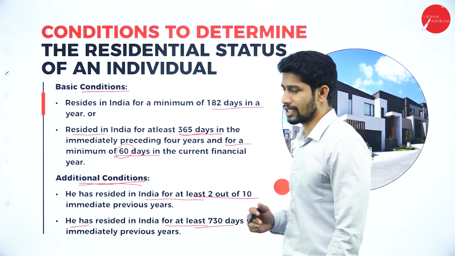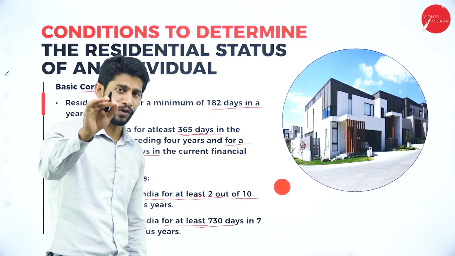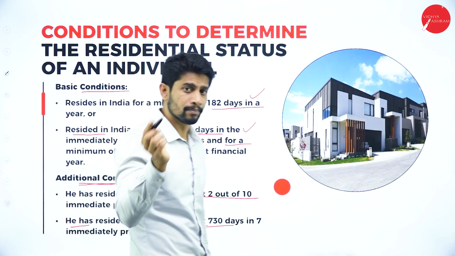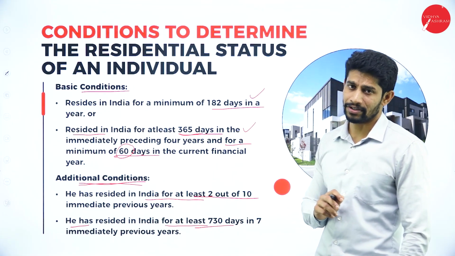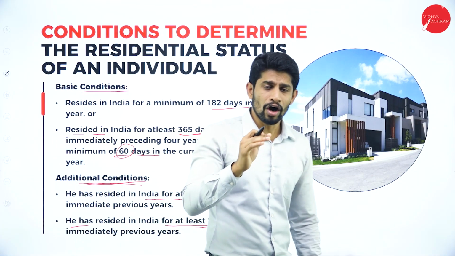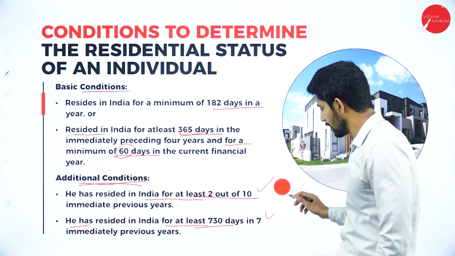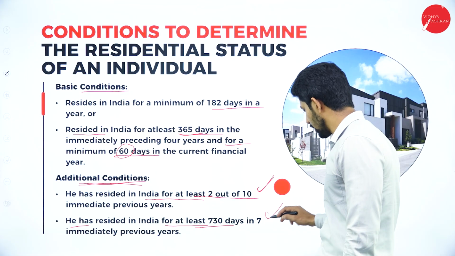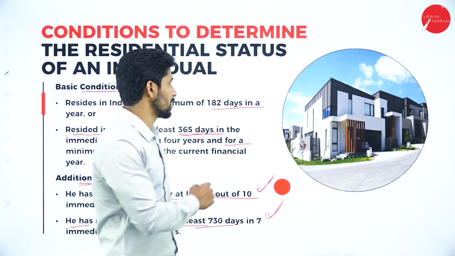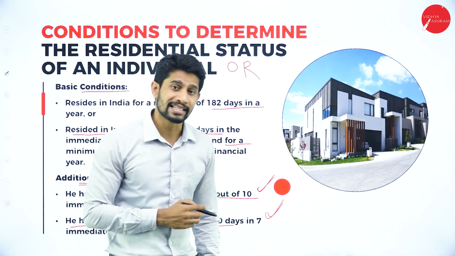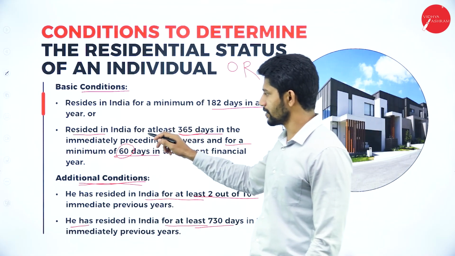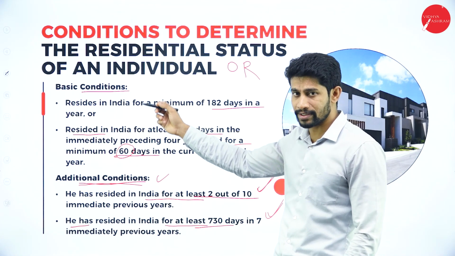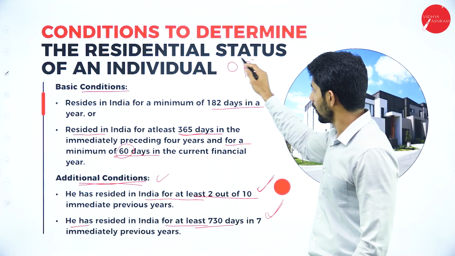So here, how to determine the residential status of that particular person? If any person satisfies one or both of the basic conditions and both additional conditions, that person is called what? Ordinary resident of India, in short OR. Any one basic or both basic plus both additional conditions, then that person will be called an ordinary resident of India.